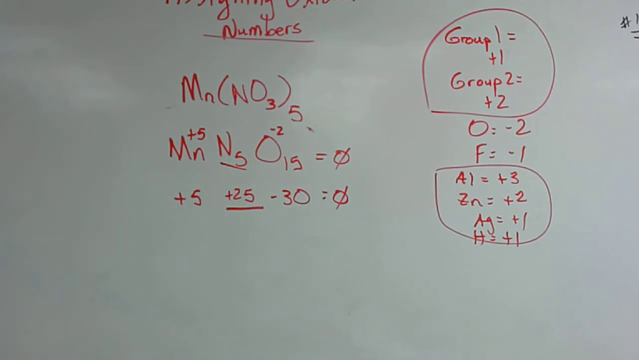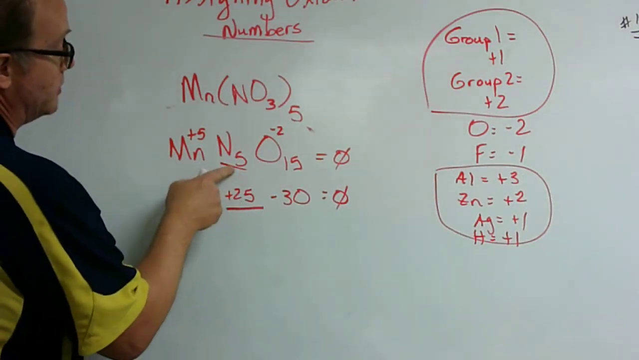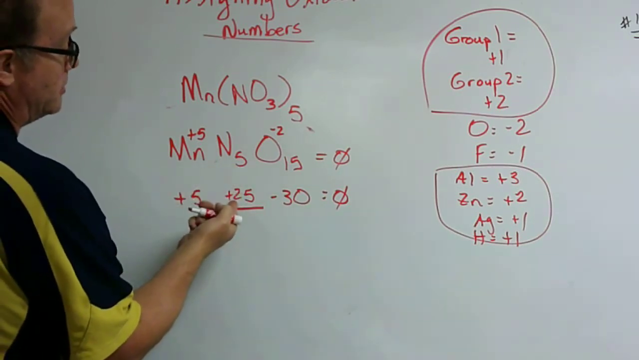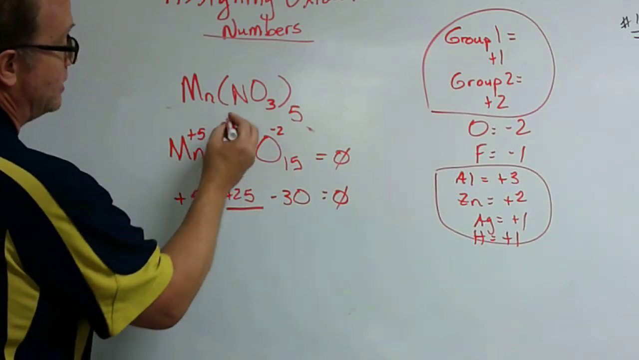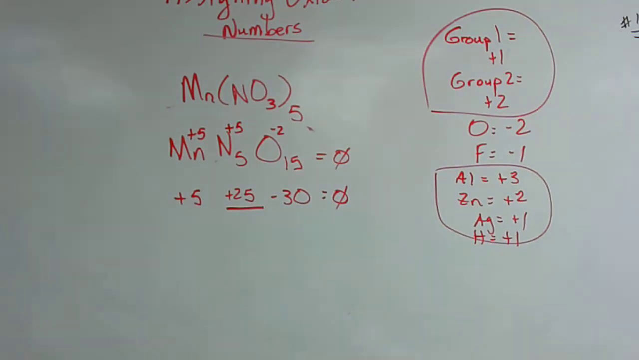Now we can't have a positive 25 as a charge. The highest one's going to be 7. So we have our little indicator here, but now I have to figure out what the charge is of each nitrogen. Well, if we divide 25 by 5, we know that if we put a positive 5 here, those are going to be equal. So my oxidation number for nitrogen is a positive 5.